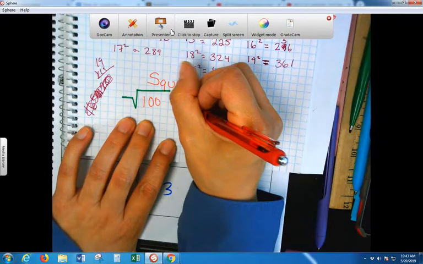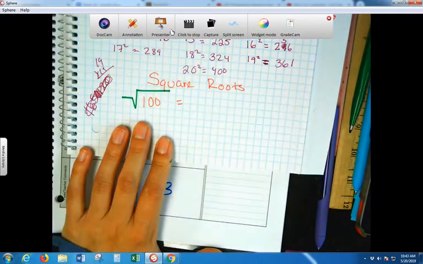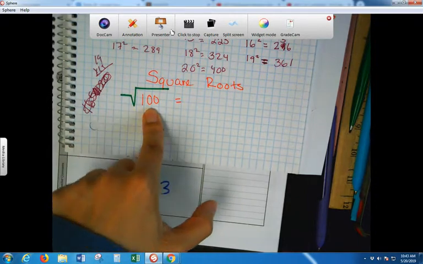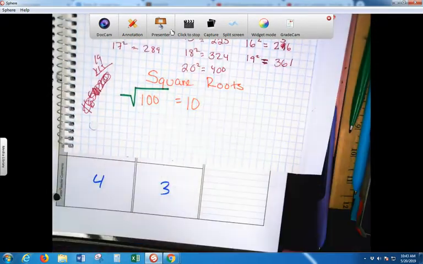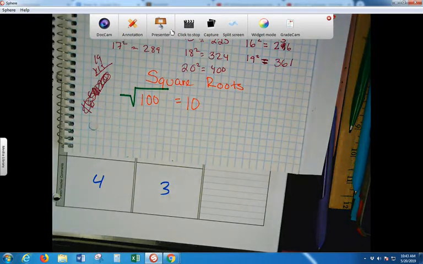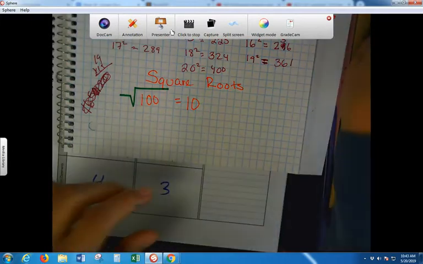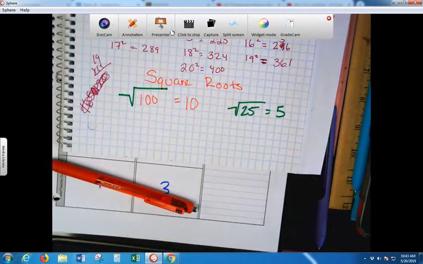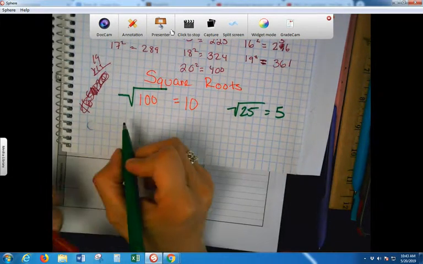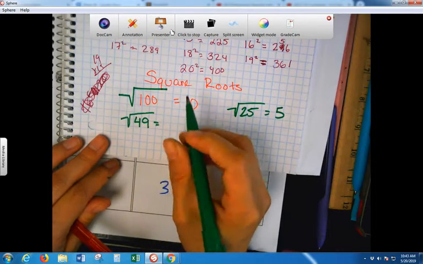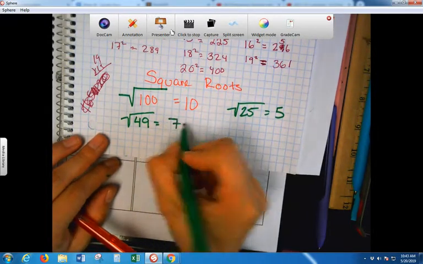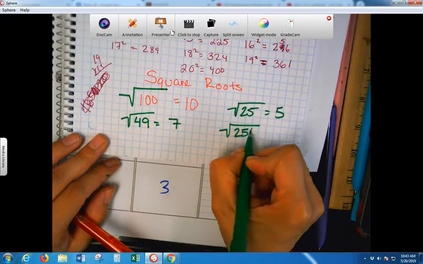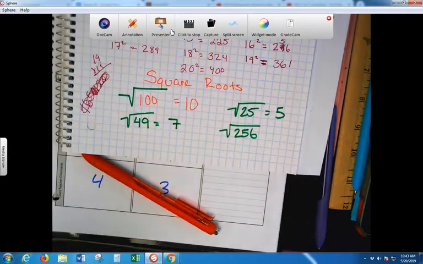So, if I ask you, what is the square root of 100? You ask yourself, what number times itself gave me 100? 10. Why? Because 10 squared is 100. So square root undoes the squaring. It's the opposite. Okay? What's the square root of 25? 5. What's the square root of 49? 7. What's the square root of 256? You have a chart, don't you? You just created one. Look it up.